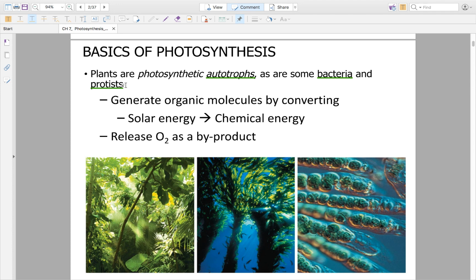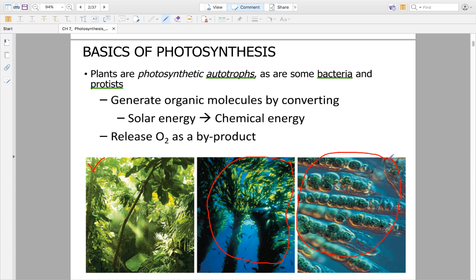Okay, so what we're looking at in these pictures, of course, these are obviously plants. That's pretty obvious. Okay, this is algae. Algae is a big source of photosynthesis for us. And this is cyanobacteria. Cyanobacteria is photosynthetic bacteria.